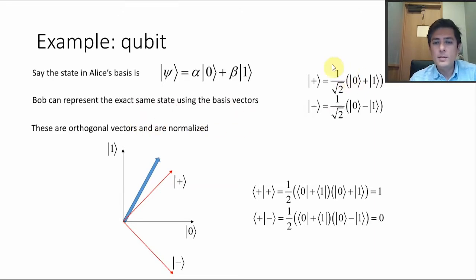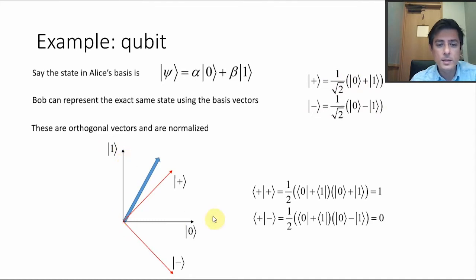So suppose we define these two states, the so-called plus state and the so-called minus state, okay? I'm going to define it like this. The plus state is 0 plus 1, times 1 over square root of 2, just to make sure it's normalized properly. The minus state has a minus sign. So what are these states?